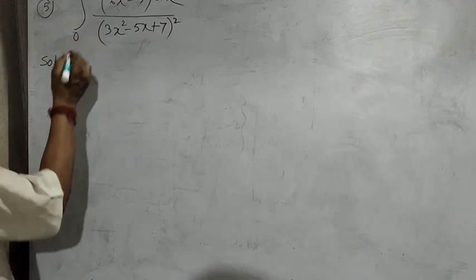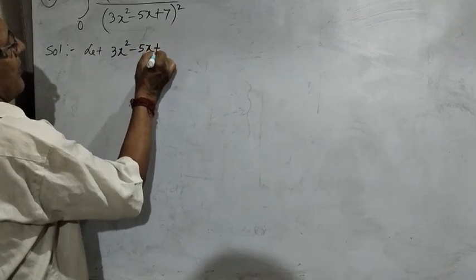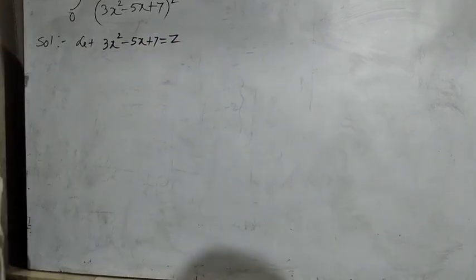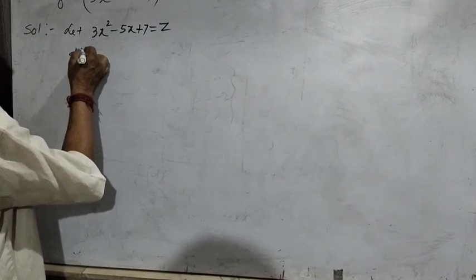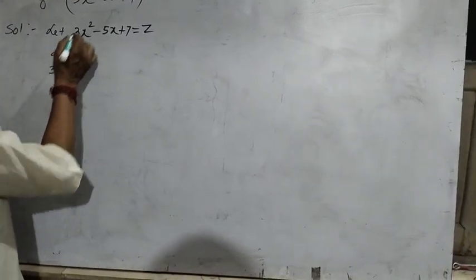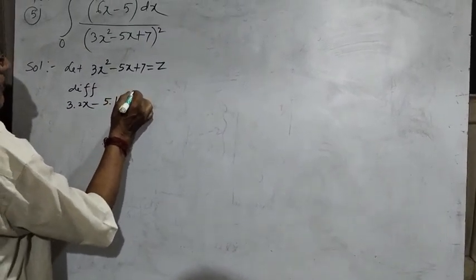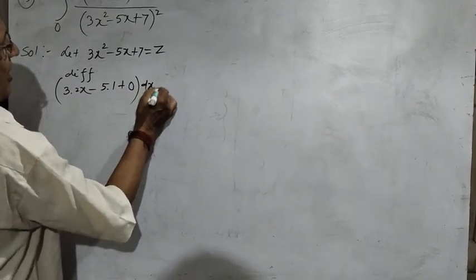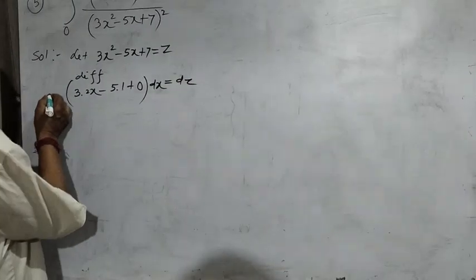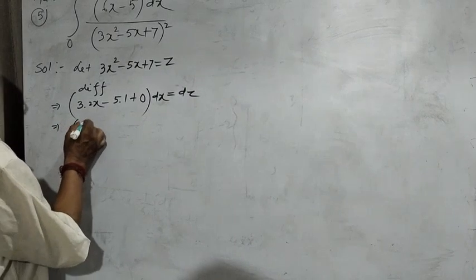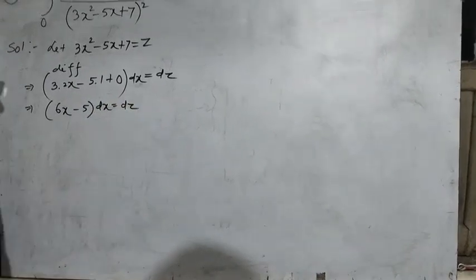इसके लिए हम लेट करते हैं 3x स्क्वायर माइनस 5x प्लस 7 इक्वल टू z मानते हैं। डिनोमिनेटर को हम z मानते हैं और इसको डिफरेंशिएट करते हैं। डिफरेंशिएट करेंगे 3 रहेगा, x स्क्वायर का 2x होता है, 5 रहेगा, x का 1, 7 का 0 और इधर हम dx लगाते हैं और इधर dz, z का डिफरेंशिएशन dz होगा। अब फिर हम आगे बढ़ते हैं, ये लिखते हैं 6x माइनस 5 dx इक्वल टू dz.